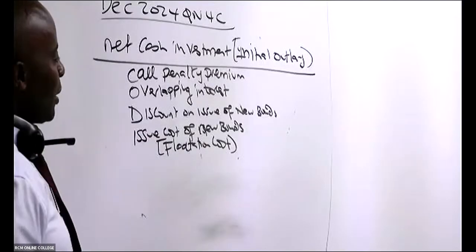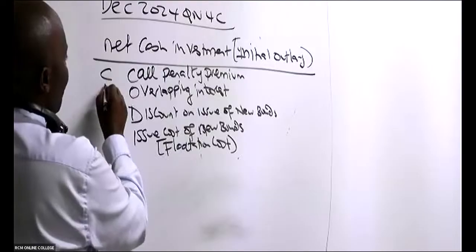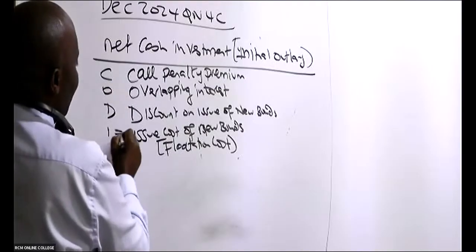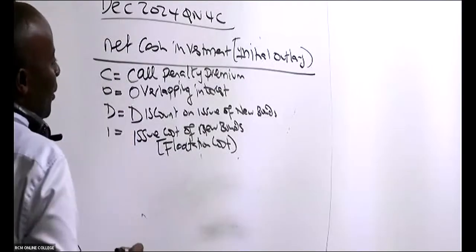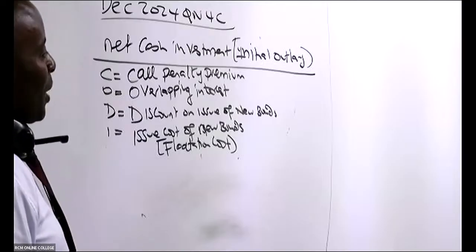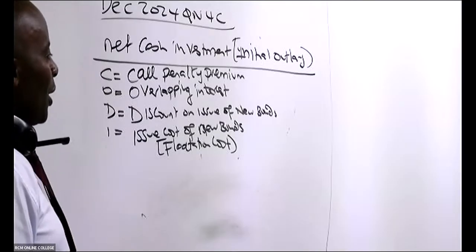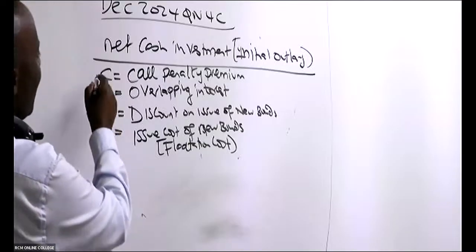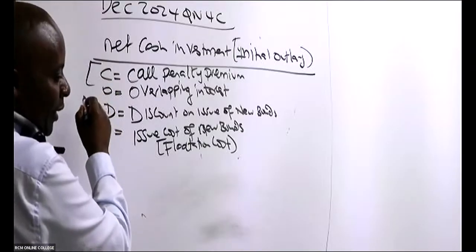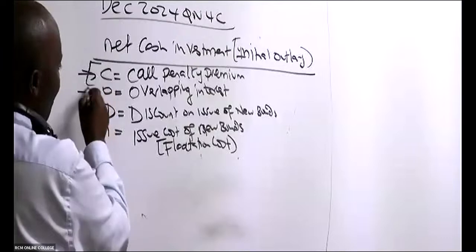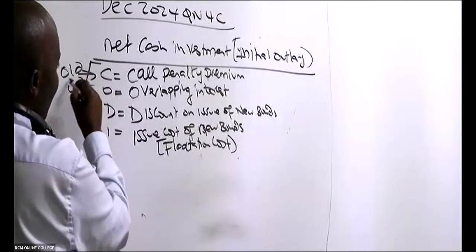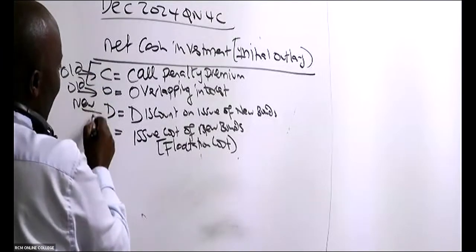So it's a very, very important mnemonic. We have the call penalty premium and the overlapping interest. As we shall see, these two are for the old bonds. These two are old. This will be new, and this will be new.